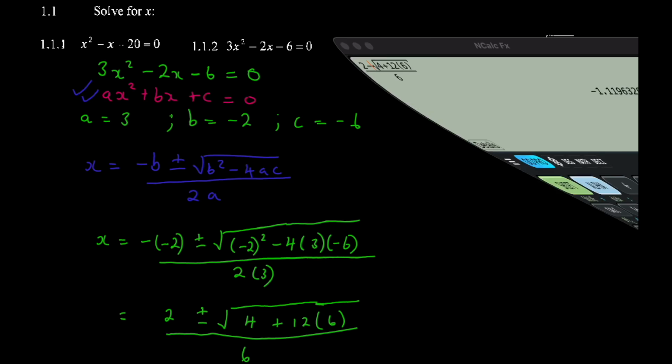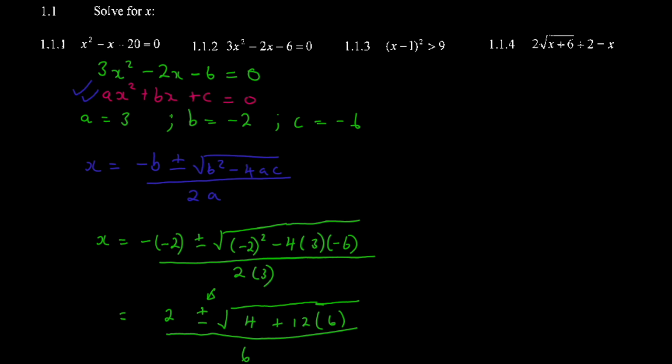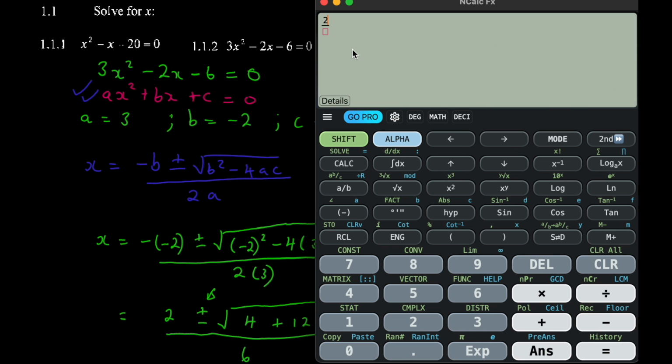So I'll take my calculator, and let me delete everything that's there, so that you know this is how you do it. You're supposed to use a scientific calculator, so I'm guessing everyone has the part where they can use the fraction. Here I'm going to write 2. Then it says plus or minus, so we are going to do the plus part first.